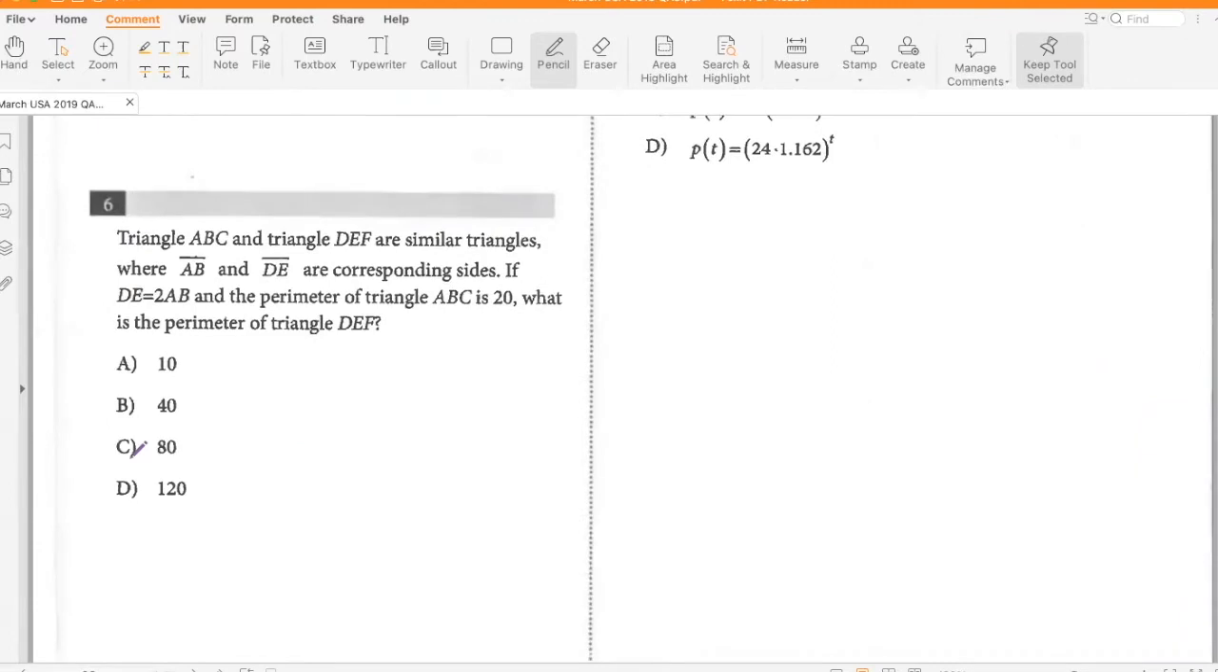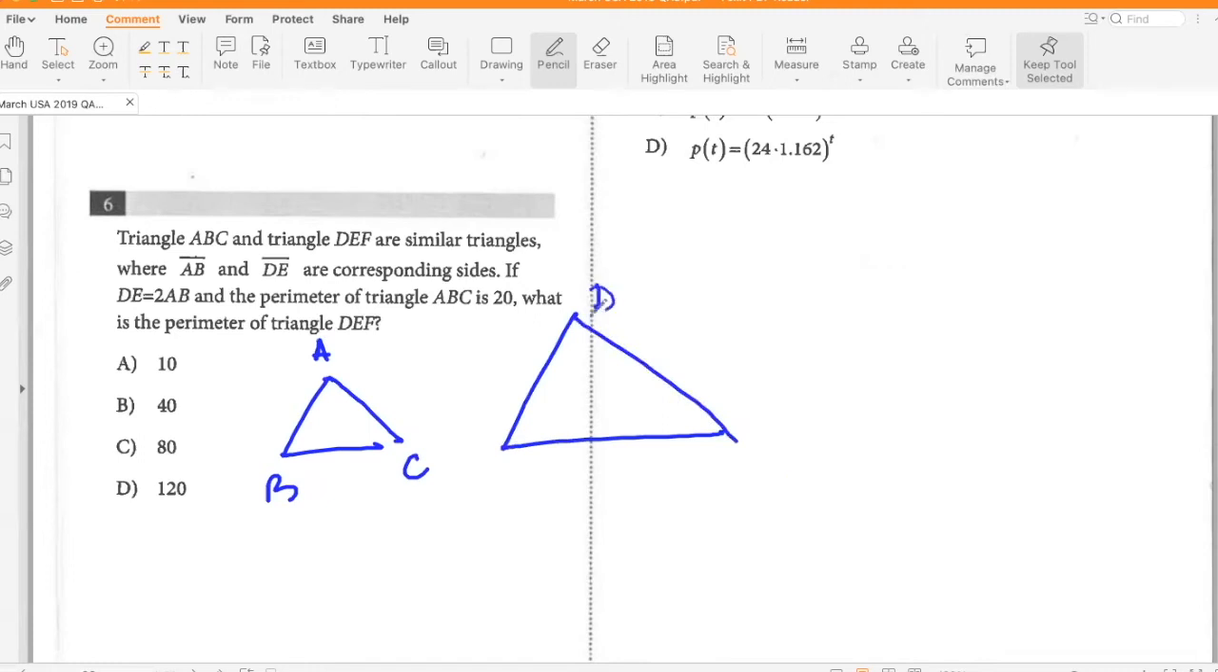Triangle ABC and triangle DEF are similar triangles where AB and DE are corresponding sides. If DE is 2AB and the perimeter of triangle ABC is 20, what is the perimeter of triangle DEF? So let's say this is ABC and this is DEF, right? And DE is 2AB. So basically the ratio of the sides is 2:1. So 2, 2, 2, 1, 1, 1. That's the ratio of the sides. So if the perimeter of ABC is 20, then the perimeter of DEF, the sum of the sides, would be 40.